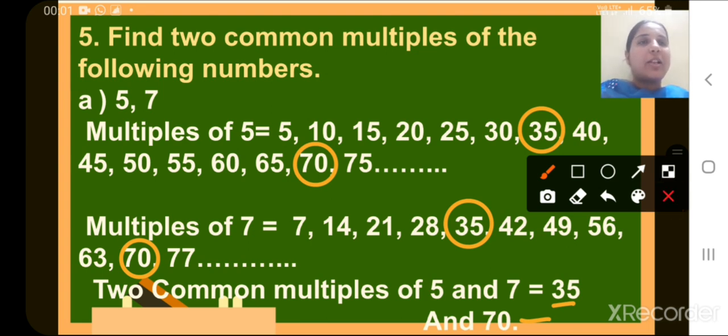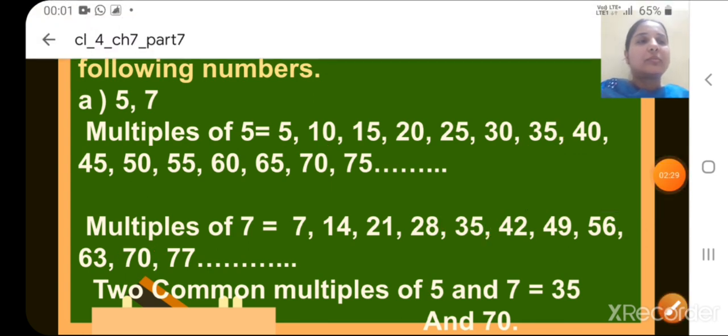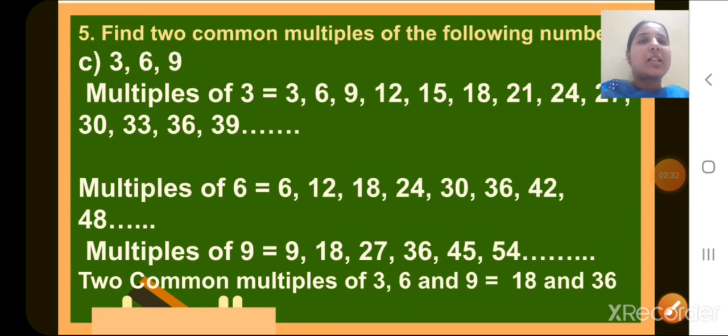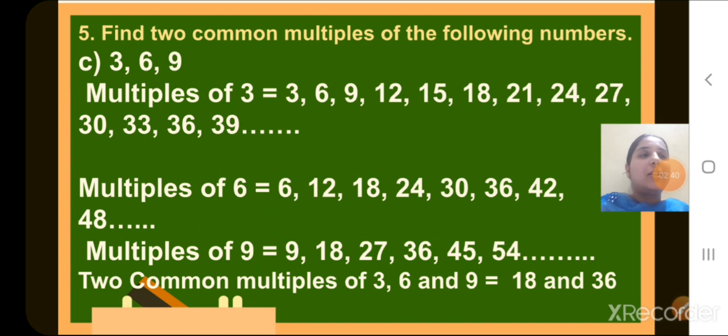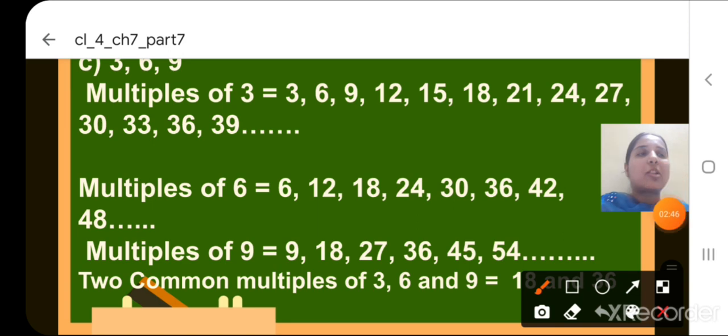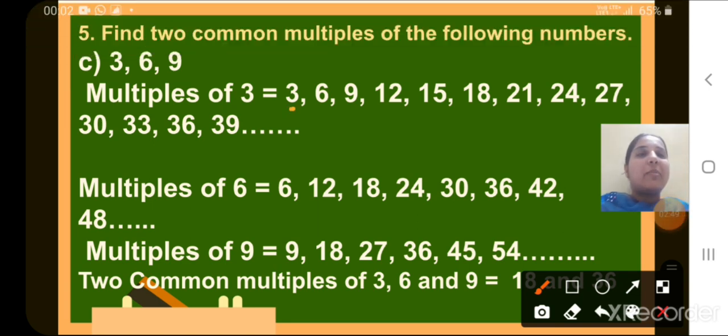Okay? Now let's move to the next question. Now the next one is number C, where we have to find the common multiples of 3, 6 and 9. Okay? So first we will write the multiples of 3. So what will be the multiples of 3 here? So first multiple will be 3, then 3 twos are 6, then 3 threes are 9, 3 fours are 12, 3 fives are 15, 3 sixes are 18, 3 sevens are 21, 3 eights are 24, and so on.